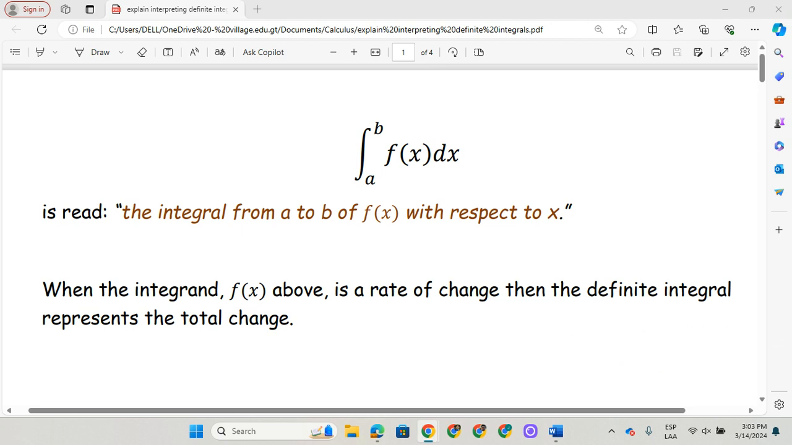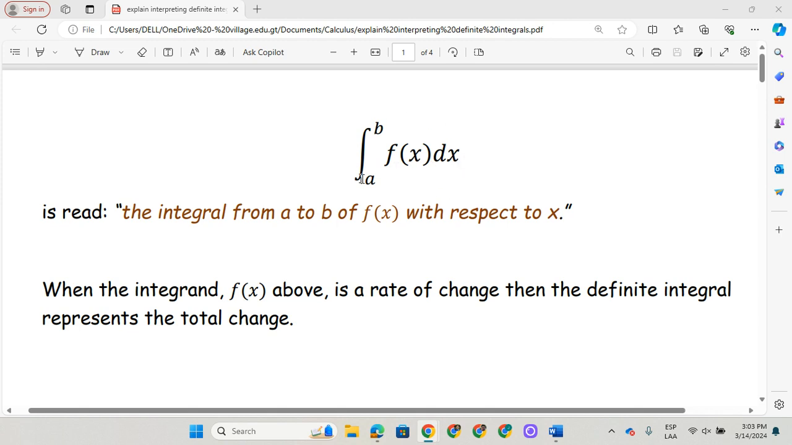Hopefully, you are looking at my screen. And here I have an integral. This is just very basic. It's read the definite integral from a to b, notice it's from the bottom to the top, of f of x with respect to x. Sometimes for making it shorter, we just say the integral from a to b of f of x dx.